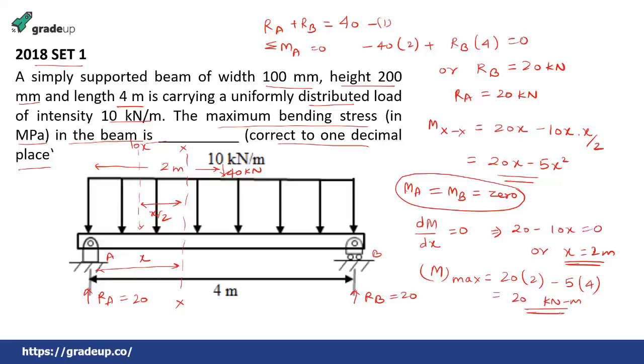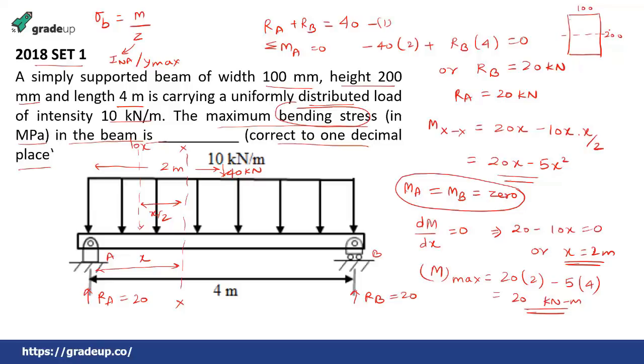But this is not asked. It has asked the bending stress. So the bending stress, you know, is given by M by Z, where Z is the section modulus, given by INA divided by Y max. Now see, this is the rectangular cross section that is given. It has a width of 100 and a depth, or height, of 200.